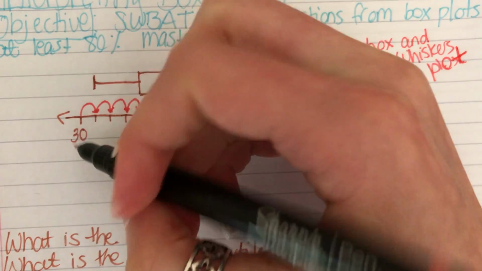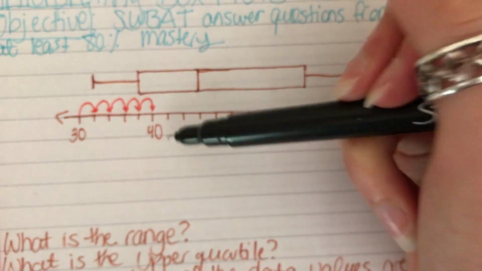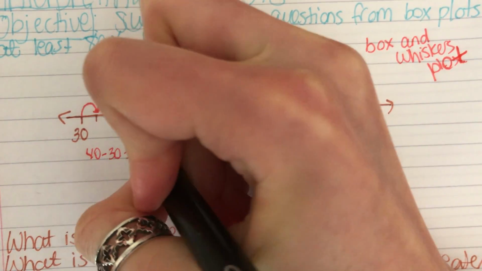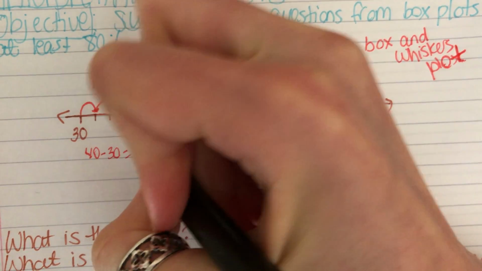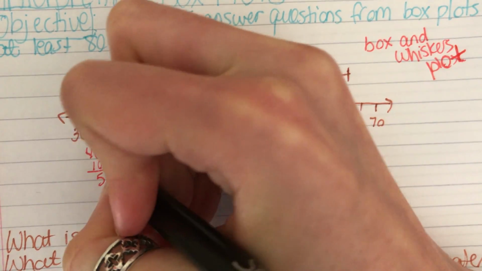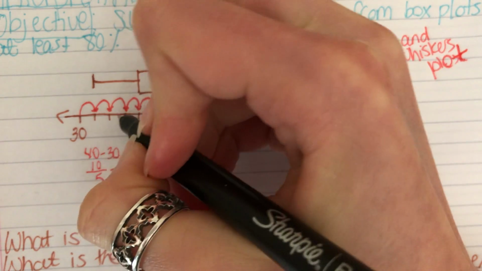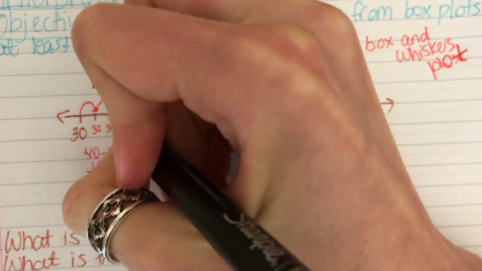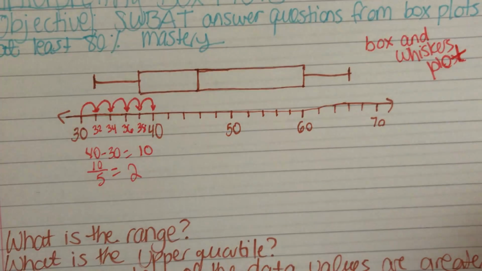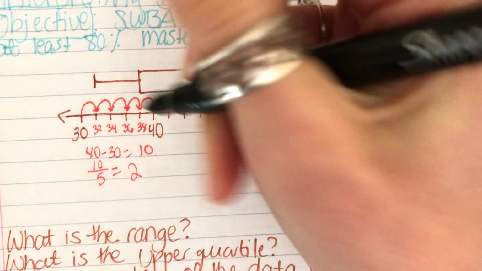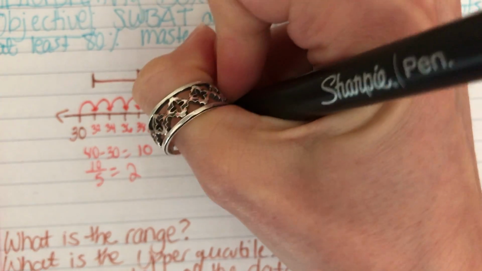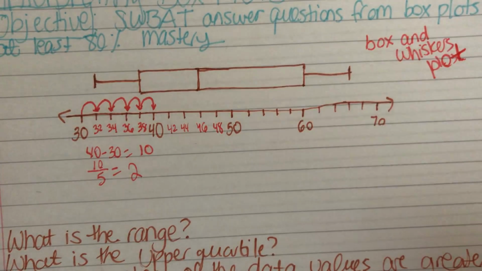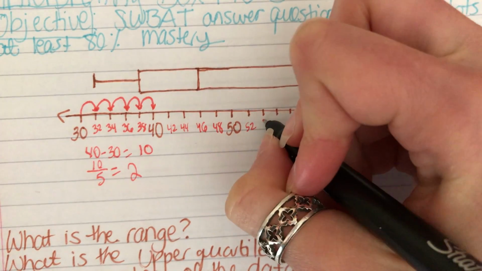There's 10 in between 30 and 40, right? 40 minus 30 is 10, and then we divide that by the number of jumps, which was 5. That gives us 2, so each of these is counting by 2. We're going to go ahead and label those in. So in this whole thing, we're always counting by 2s. I recommend that you fill these in.